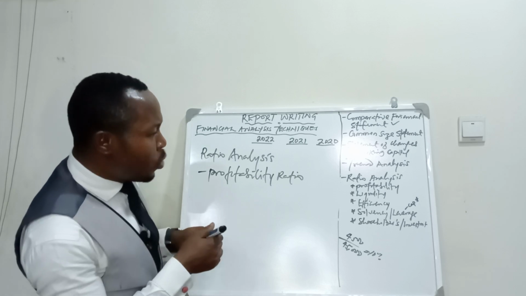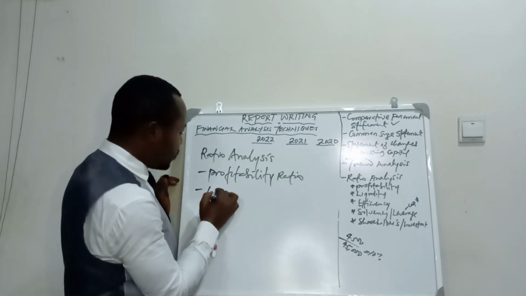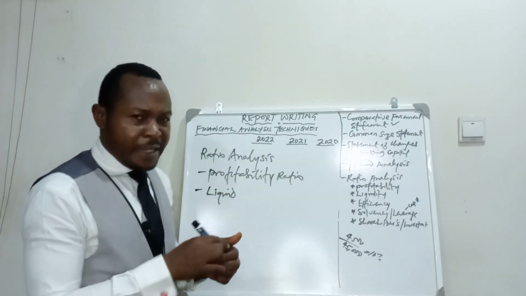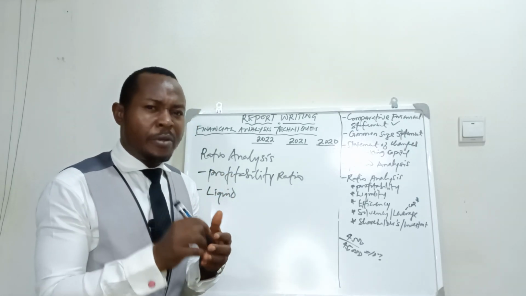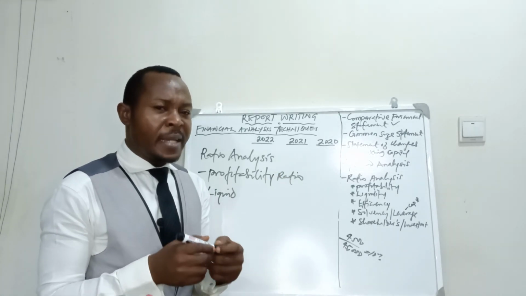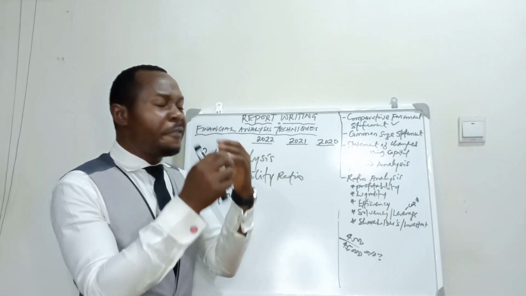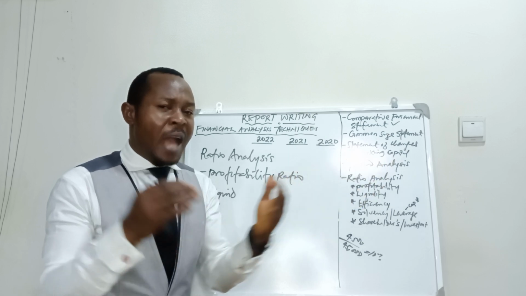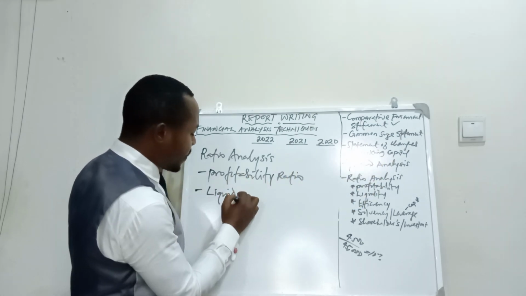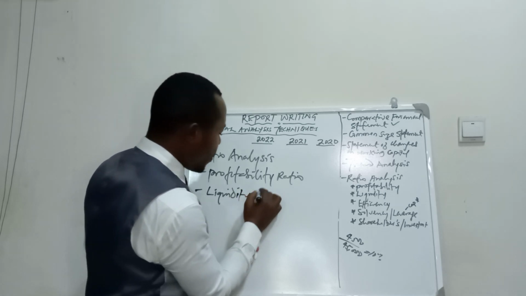Okay. Number two is the liquidity ratio. This talks about how liquid the entity is. Like I mentioned when we were talking about working capital, I said it talks about the difference between the current asset and the current liability. The same thing is this liquidity ratio.